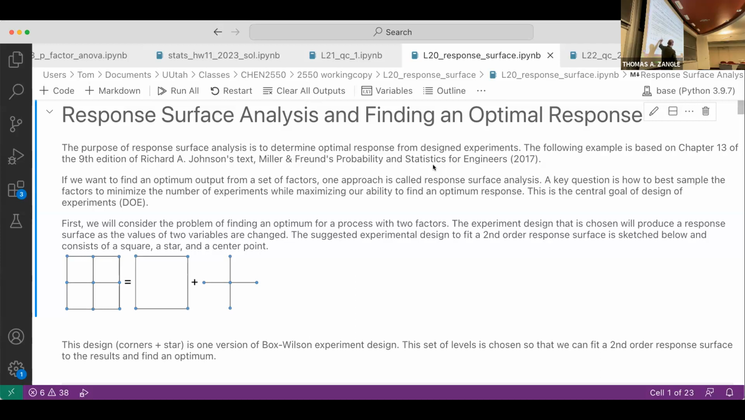So here we're going to talk about how we can do that, or how we design an experiment, and then how we analyze that data when we have a two-dimensional region, right? Two factors that we want to investigate. But again, we're going to design it to fit with a parabolic response surface.